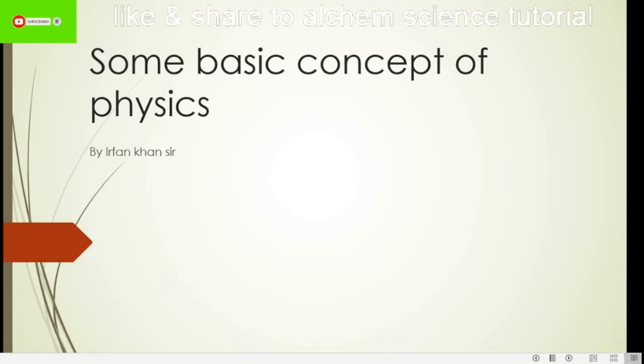Today we are going to study some of the basic concepts of physics. These concepts are mostly valuable for students of the 9th class and 10th class. If they know these concepts, they will definitely understand more physics. So without wasting time, we will start some of the basic concepts of physics.